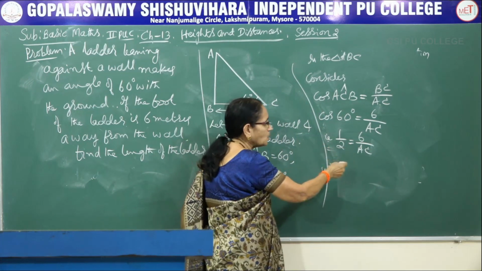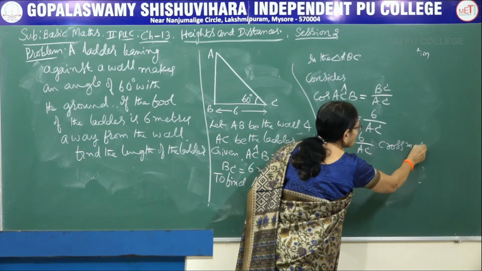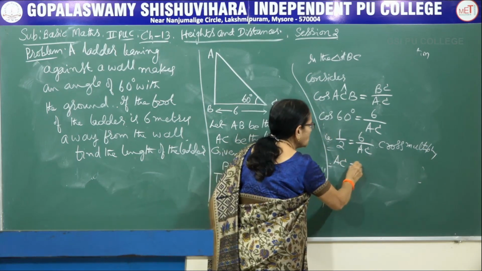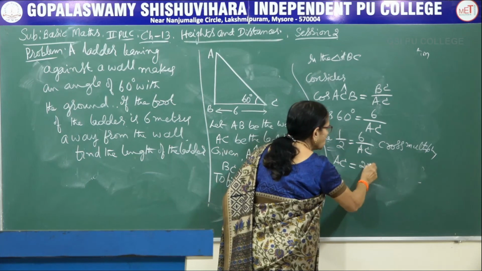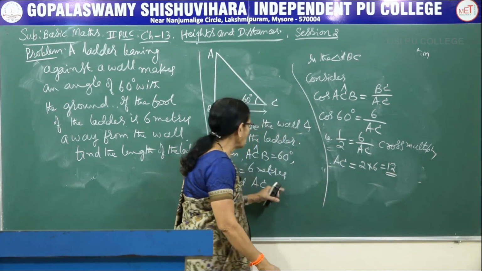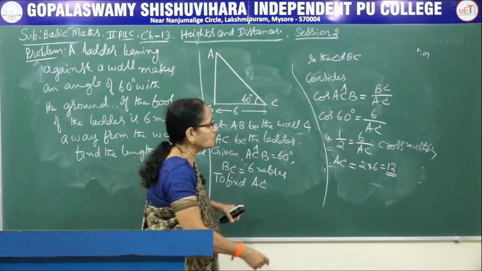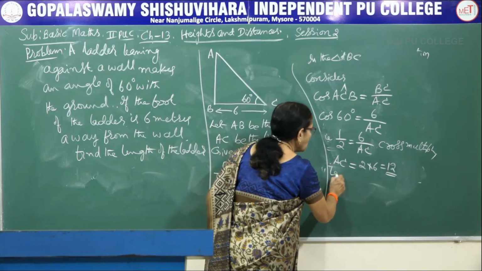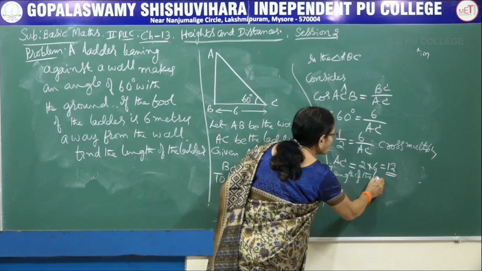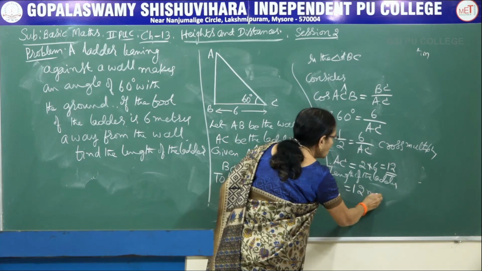Now to get the value, we cross multiply. If you cross multiply, we have AC into 1 equal to 2 into 6. 2 into 6 is 12. The unit given is meters. So the length of the ladder is 12 meters. So finally write the answer: length of the ladder is equal to 12 meters.